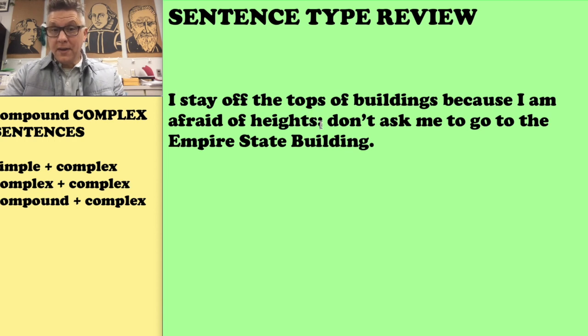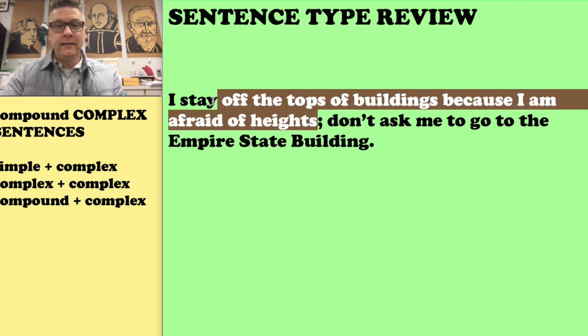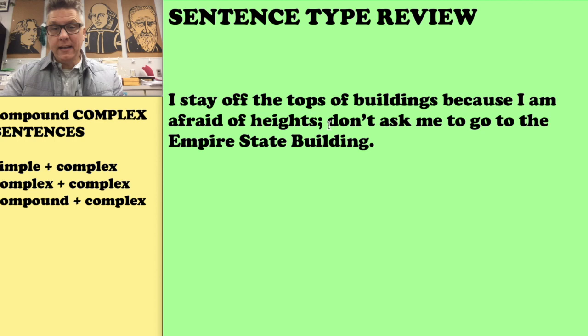Now again, the rule of thumb is, I have a semicolon here. On either side of the semicolon typically is going to be a complete sentence. So I need to see what's happening. On this side of it, I have a complex. All right, so this is a simple compound complex.